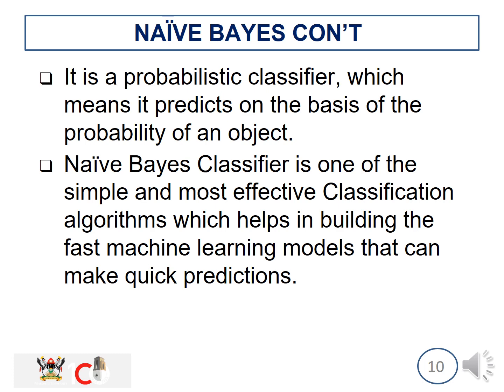Like if the probability, let's say, is high, it predicts based on that highness. If it's low, then it predicts based on that lowness. And also you can describe it as one of the simple and most effective classification algorithms which help in building machine learning models that can make quick predictions.